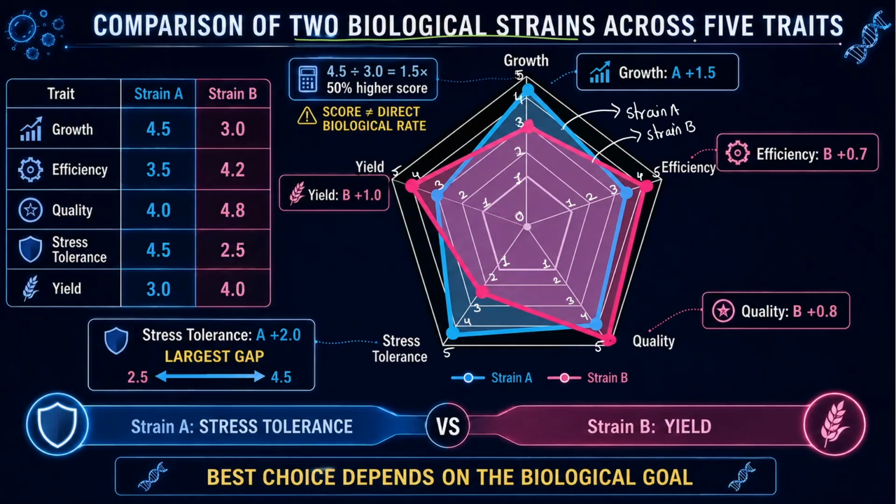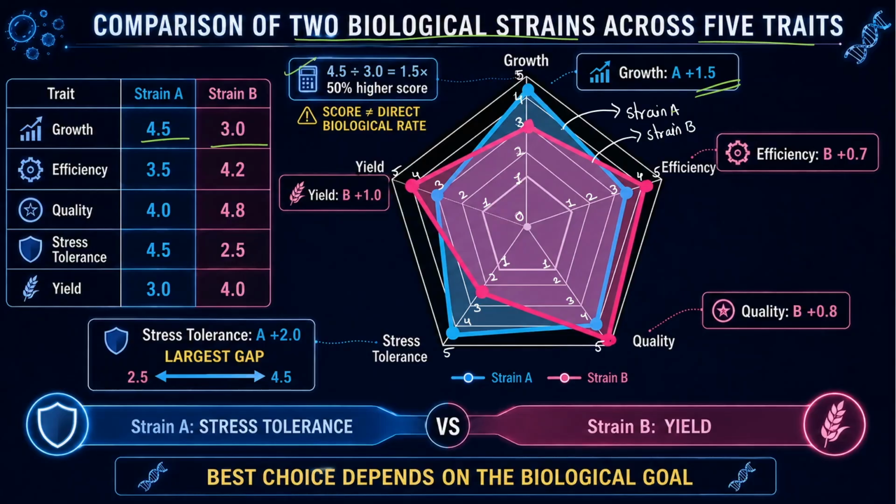This table and radar chart compare strain A shown in blue with strain B shown in pink. Using the same 0 to 5 score scale, let us examine one trait at a time. For growth, strain A scores 4.5 while strain B scores 3.0. Therefore, strain A is higher by 1.5 score units. If we calculate the ratio, 4.5 divided by 3.0 equals 1.5. Therefore, A's growth score is 1.5 times B's score, or 50% higher.